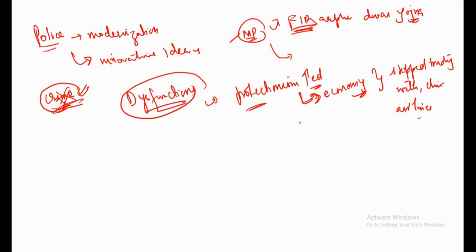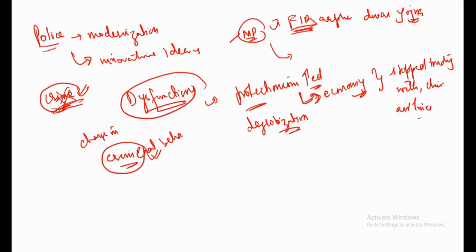Second, it means that there was a trend of deglobalization. The globalization and the trade were impacted. This is also a dysfunction. Another dysfunction is that there was a change in criminal behavior.